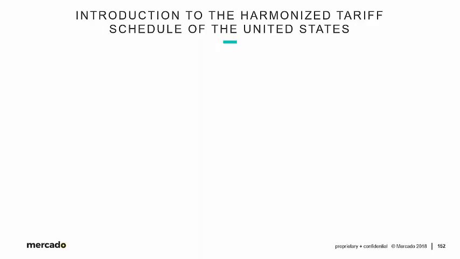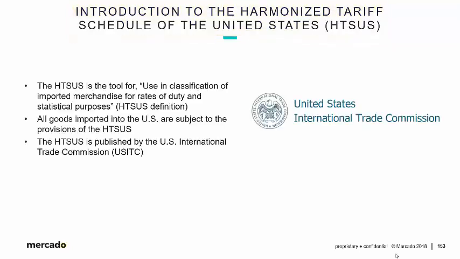Beginning here in section 24, we're going to embark on a multi-sectional analysis of the Harmonized Tariff Schedule of the United States. As our slide title indicates, we're going to start with an introduction, but we're going to be on this subject for quite some time. The HTS US, that Harmonized Tariff Schedule of the United States, is the tool for use and classification of imported merchandise for rates of duty and statistical purposes. That is the official HTS US definition.